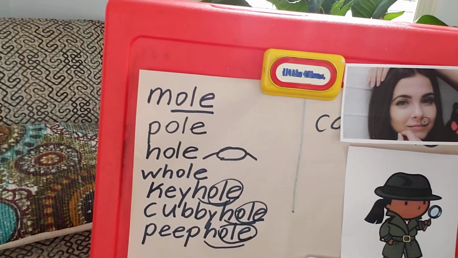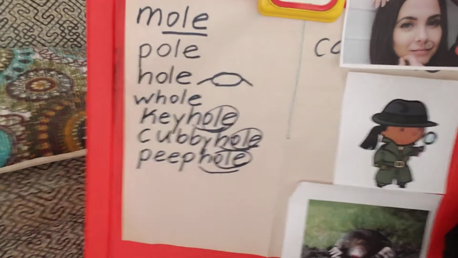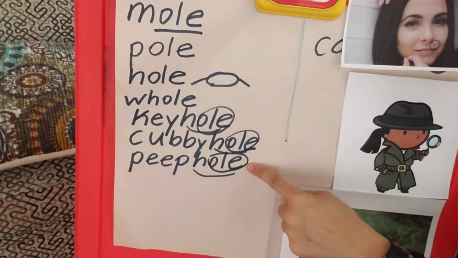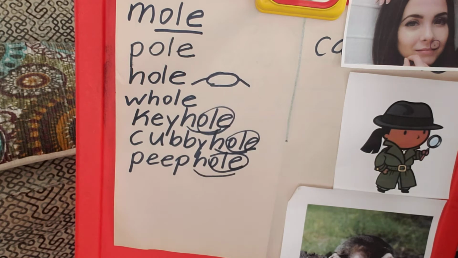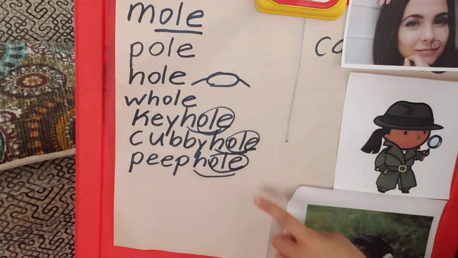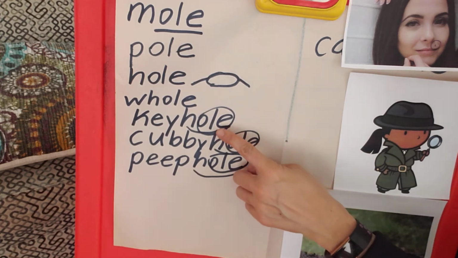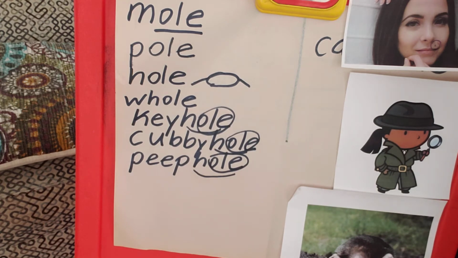Now, the reason that's important is because of the O-L-E word part, ole. Remember I said it has the word ole in there. O-L-E is a word ending that usually means small. So when you see the OLE at the end of a word, a lot of the times, they are describing something that is small. So think about that.